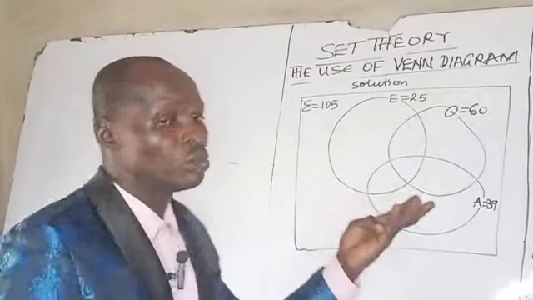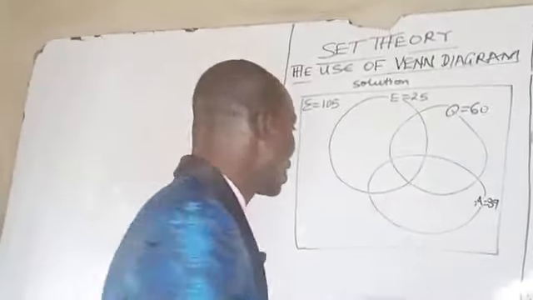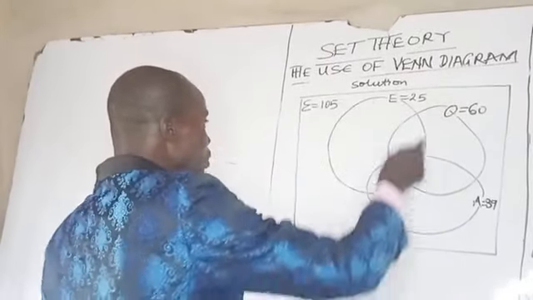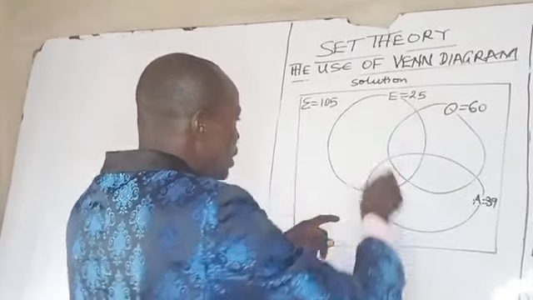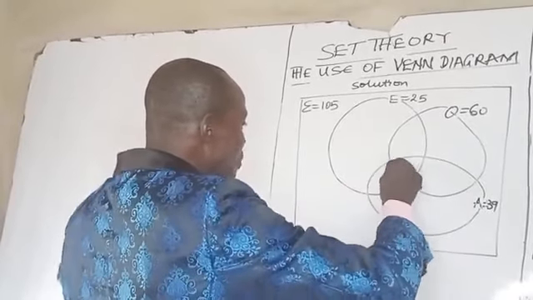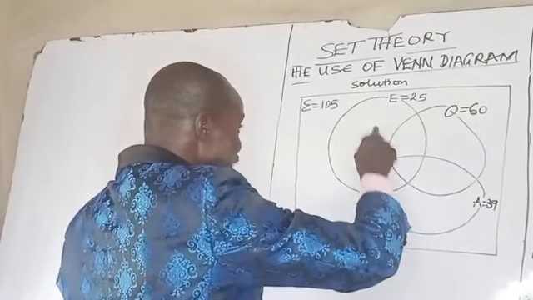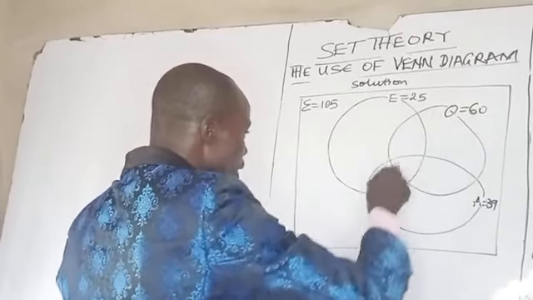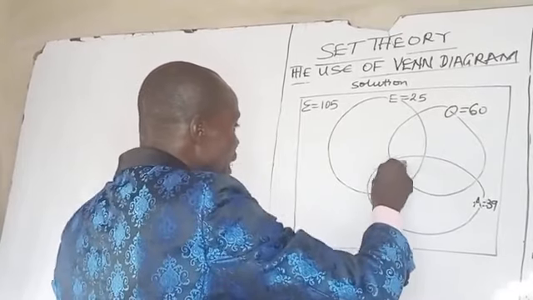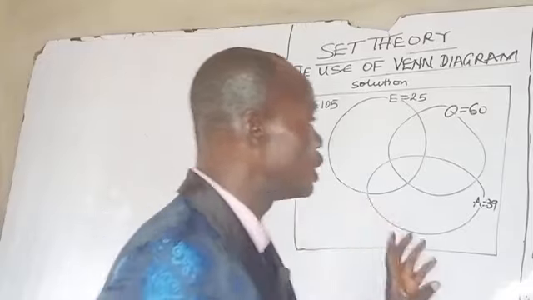Remember, I've told you, if you go by the steps I've provided, you should start with the intersection of the 3. This circle is E, this is for Q, and this is for A. So the 3 meet here. This region is found in E, it is found in Q, it is found in A. So that means the intersection of the 3 is this region. That is where I asked you to start.